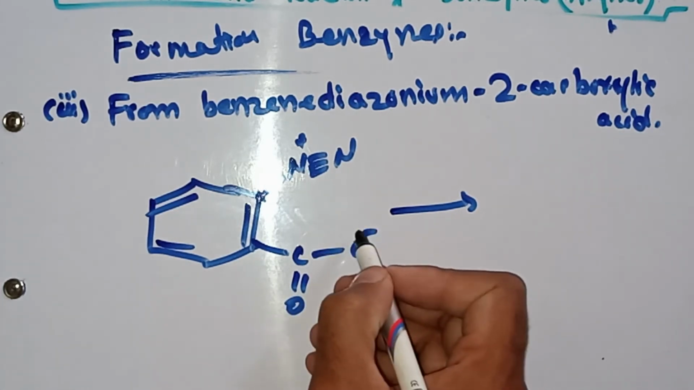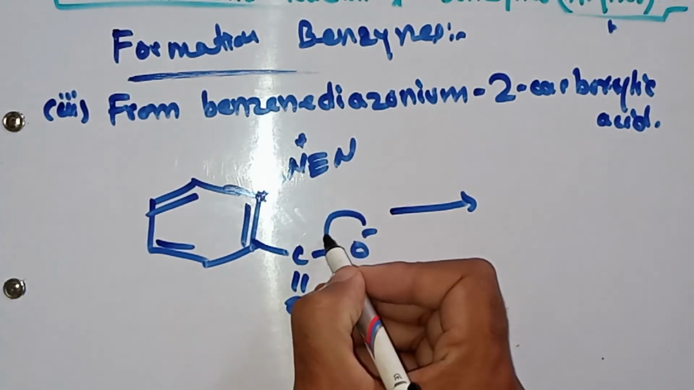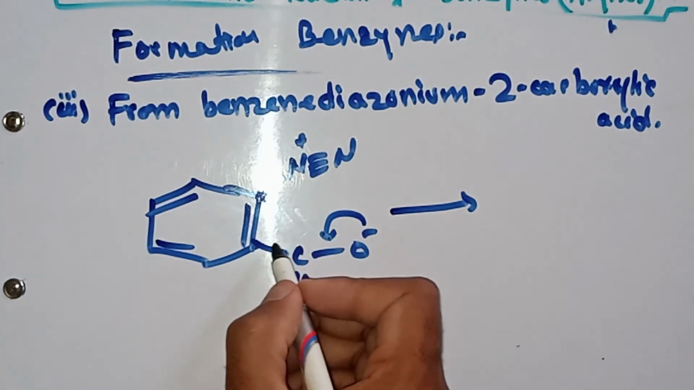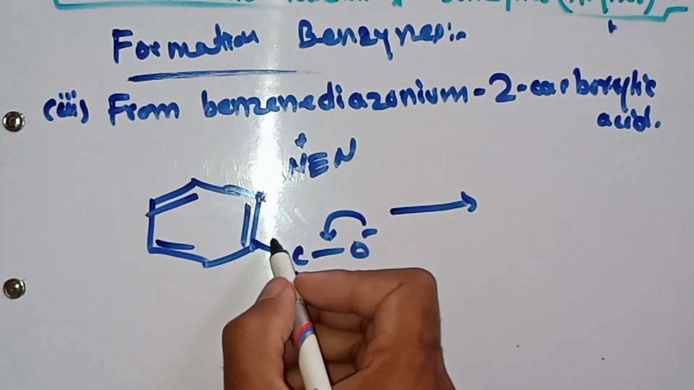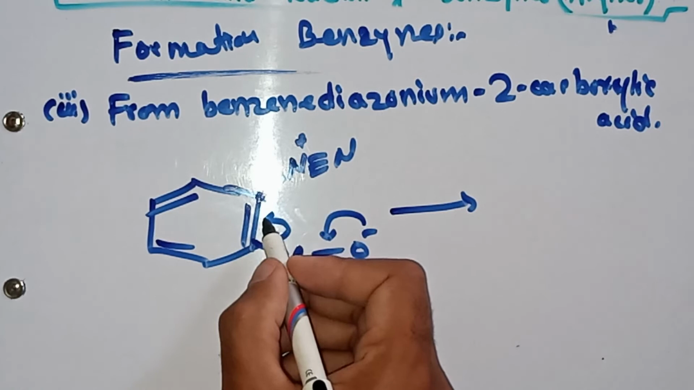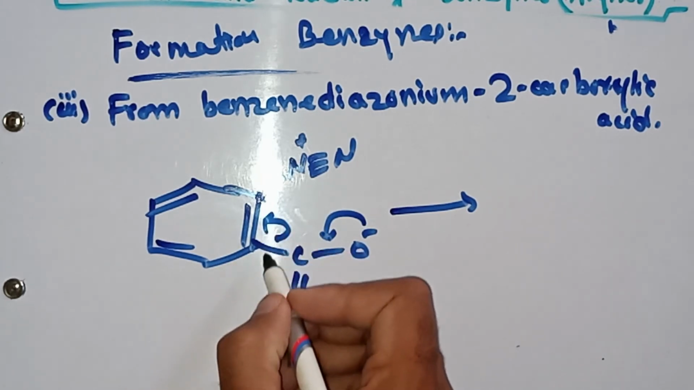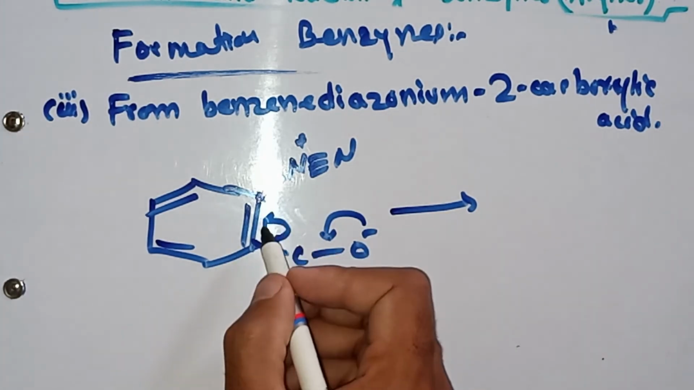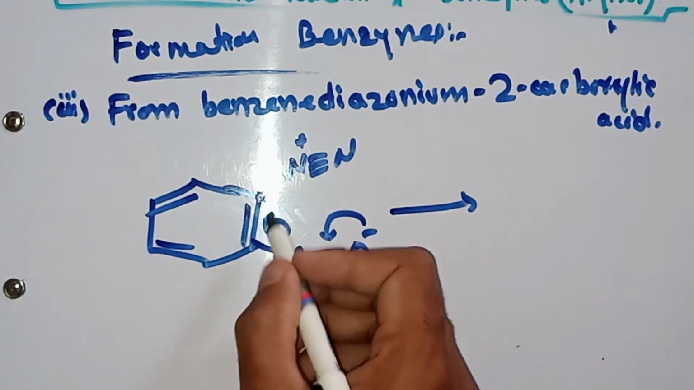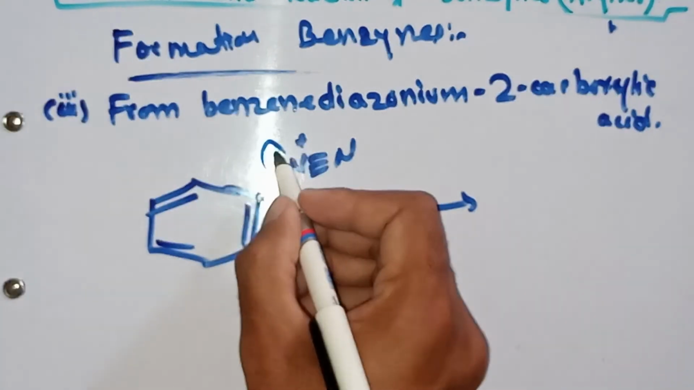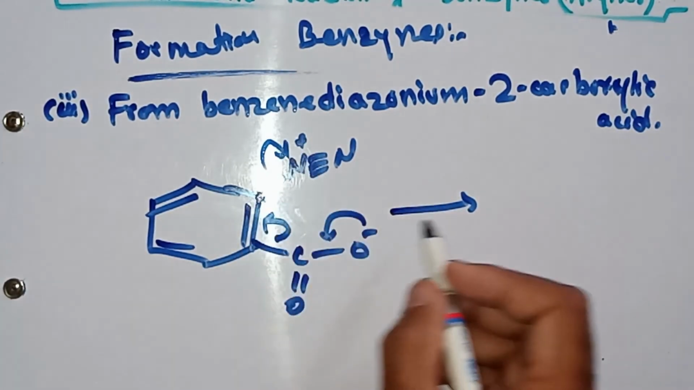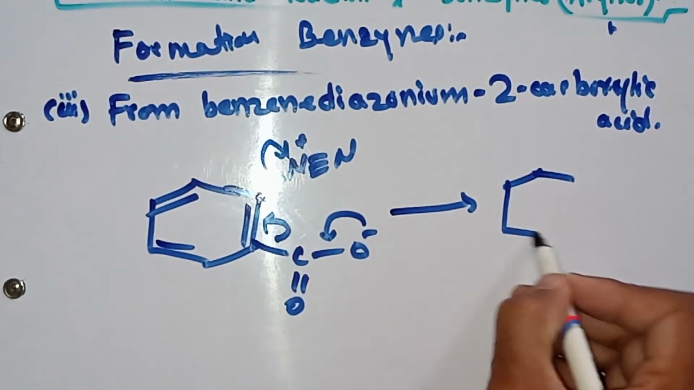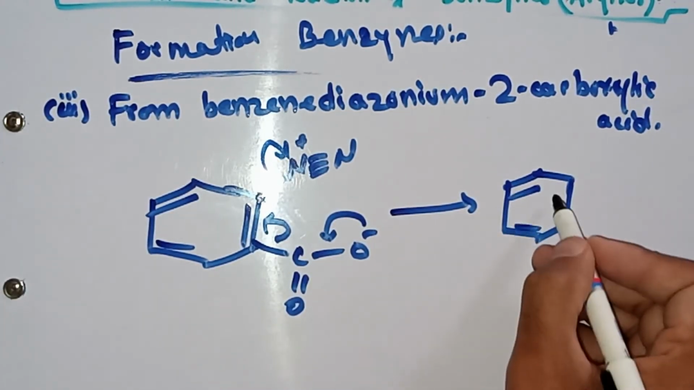How will it form? This lone pair, this negative charge, will shift here and make a double bond. After the formation of the double bond, this bond will be broken here. If this bond breaks here and forms a triple bond, this bond will shift here and the positive charge will be neutralized. So how will the product be formed? The product will be like that.